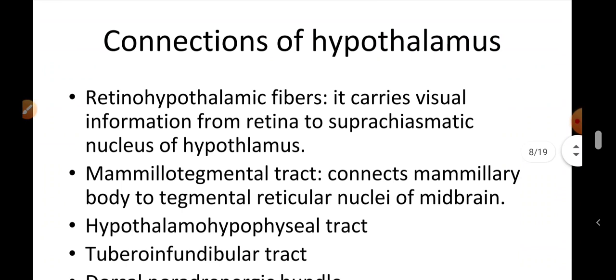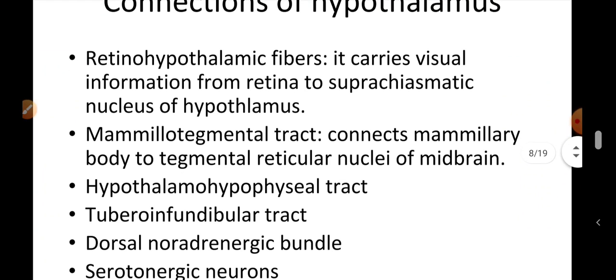Then there are the retinohypothalamic fibers. They carry the visual information from the retina to the suprachiasmatic nucleus of the thalamus. So it connects the optic nerve fibers from the optic chiasma with the suprachiasmatic nucleus. Mammillotegmental tract: it connects the mammillary bodies to the tegmental reticular nuclei of the midbrain.